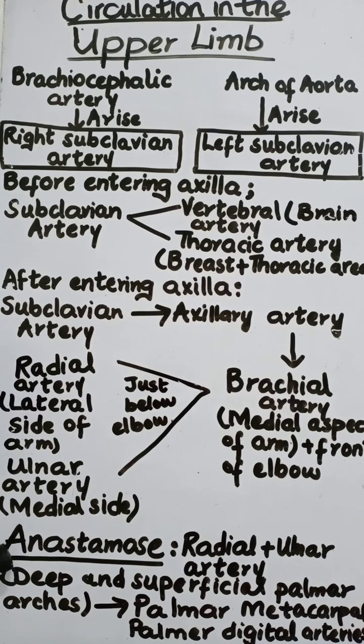Radial and ulnar arteries show anastomosis. It means that they join with each other at some point and then they form deep and superficial palmar arches. Deep and superficial palmar arches give rise to palmar metacarpal and palmar digital arteries. These arteries supply blood to hands and fingers.